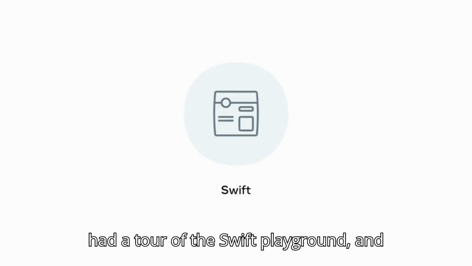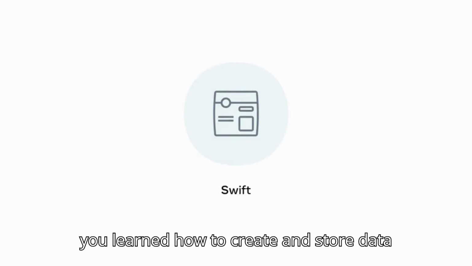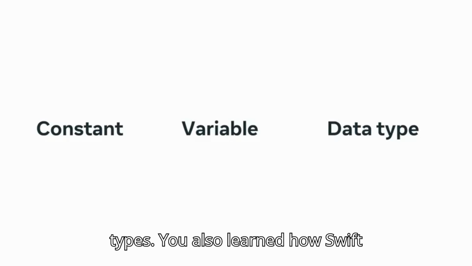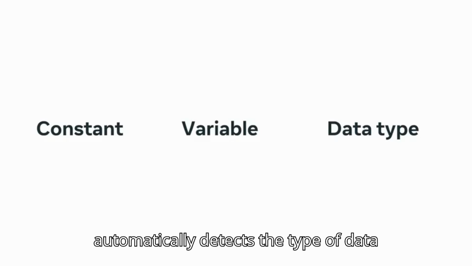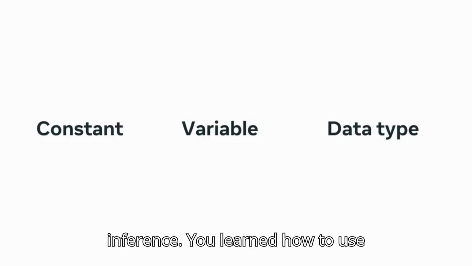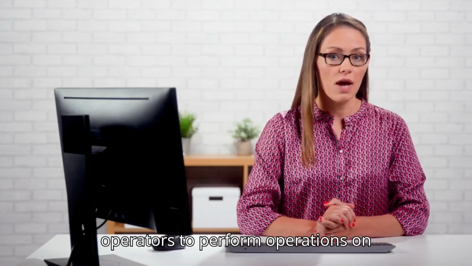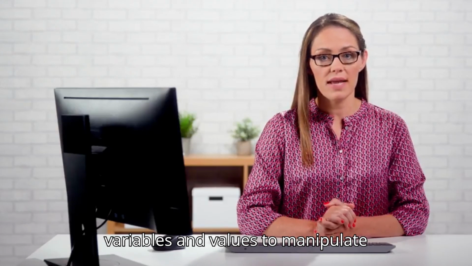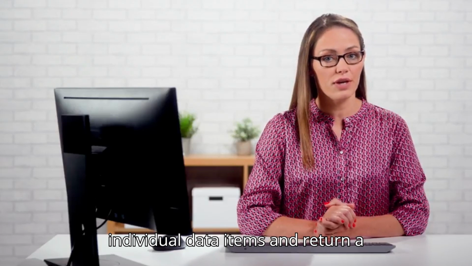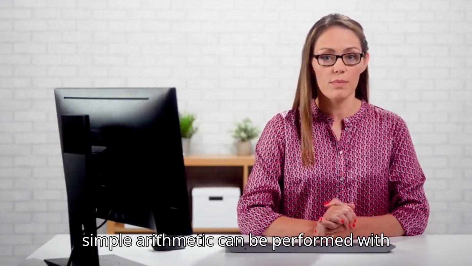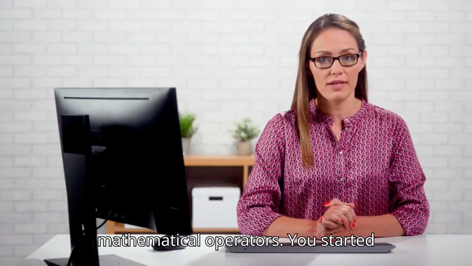You had a tour of the Swift playground, and you learned how to create and store data using constants, variables, and data types. You also learned how Swift automatically detects the type of data you want to work with using type inference. You learned how to use operators to perform operations on variables and values to manipulate individual data items and return a result. You started by learning how simple arithmetic can be performed with mathematical operators.